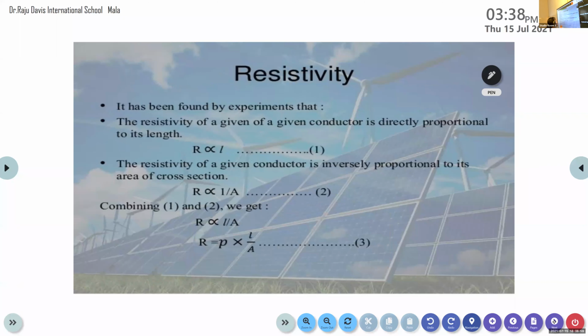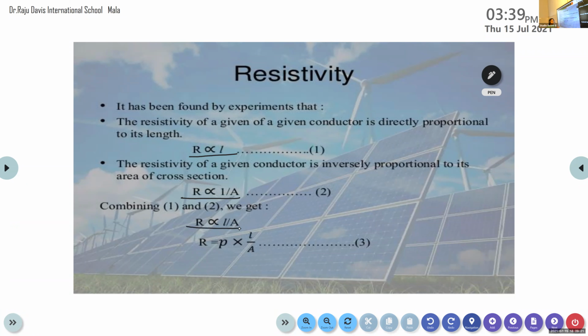And here is one more thing that you must remember about the equation, resistivity. Depending upon these factors affecting the value of resistance, here we are deriving an equation. R is directly proportional to length, R is inversely proportional to area of cross section. Then we combine these two, so we get R is proportional to L by A.